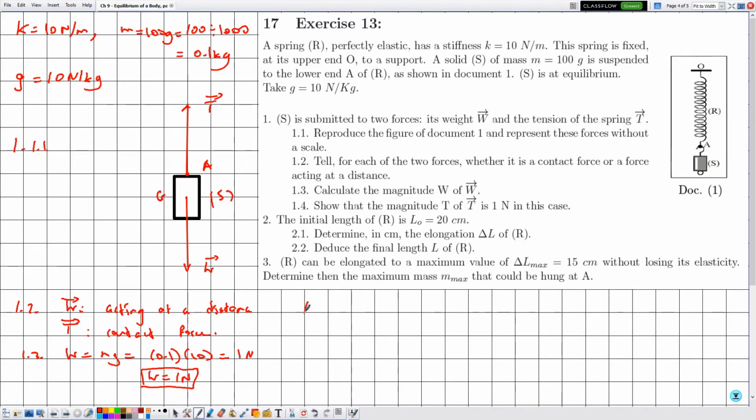Now in 1.4, we need to show that the magnitude T of the tension is 1 newton. The magnitude, for example, can be calculated using Hooke's law. Unfortunately, we don't know the value of the elongation, so it cannot be determined using Hooke's law. Then we need to refer to the condition of equilibrium. Then let me say at equilibrium.